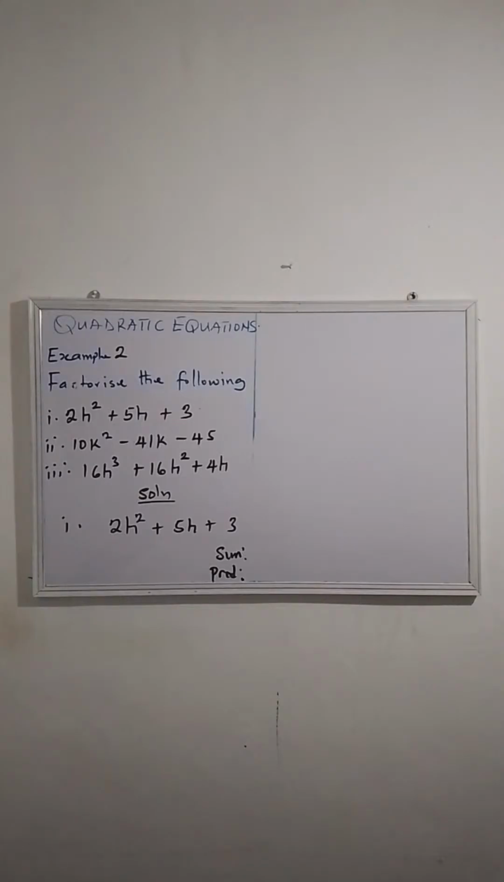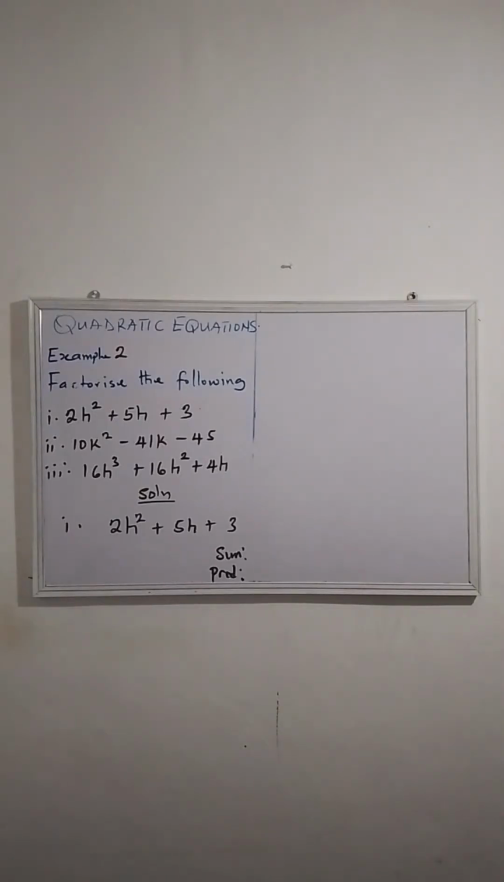Okay. The sum and product of 2h squared plus 5h plus 3. Yes. Is anyone dropping the answer to that? The sum and product. Okay. All right, while you are trying to figure that out, the product is 3. Okay. All right.